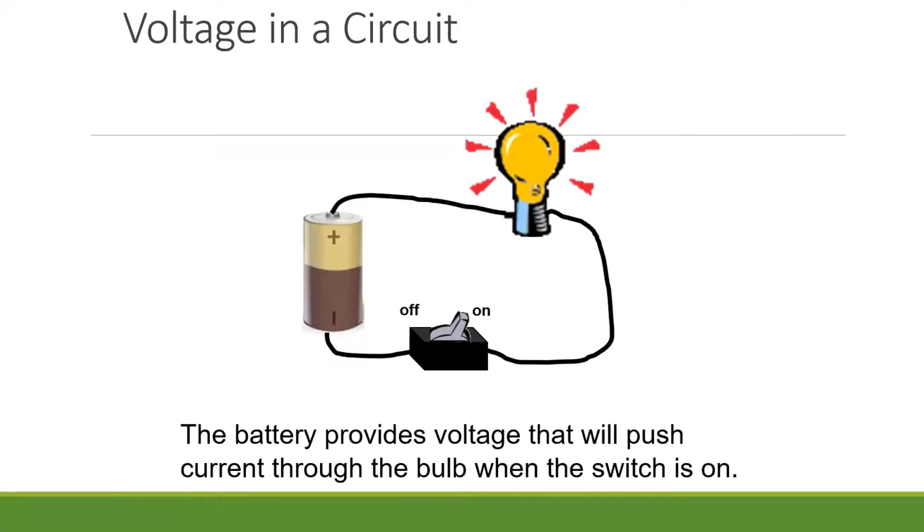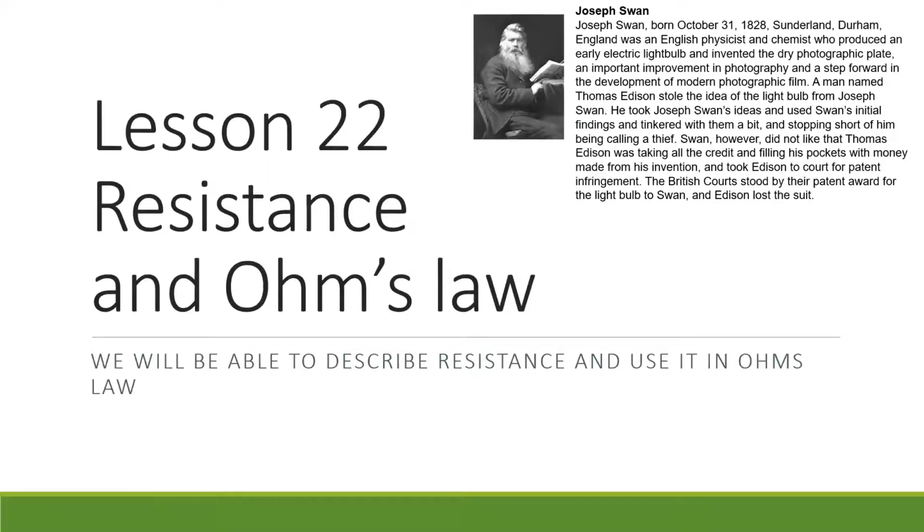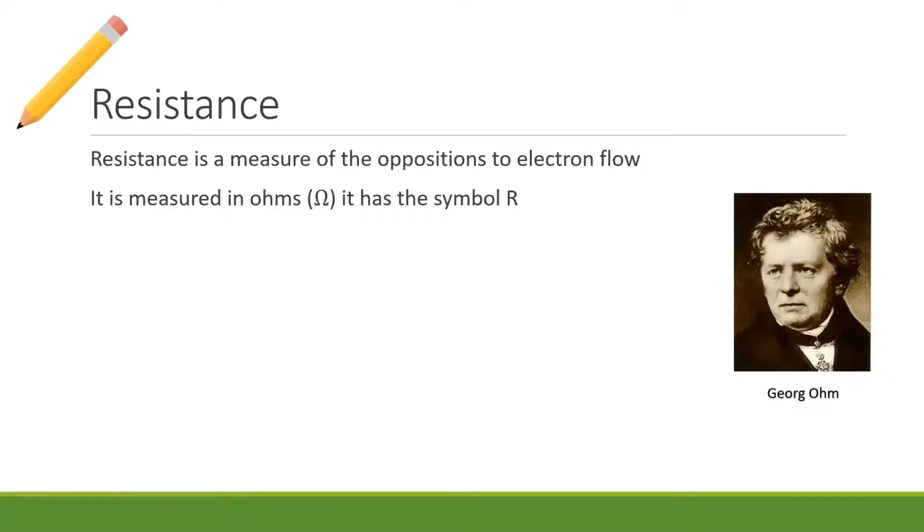So now we're going to look at the third idea with circuits, which is resistance. What is resistance? Resistance is a measure of the opposition to electron flow.